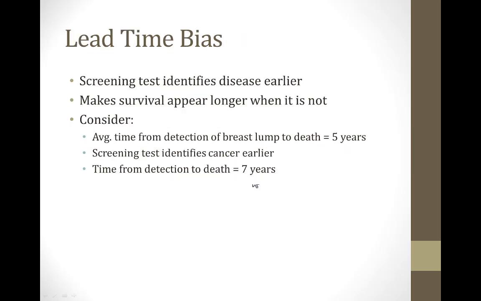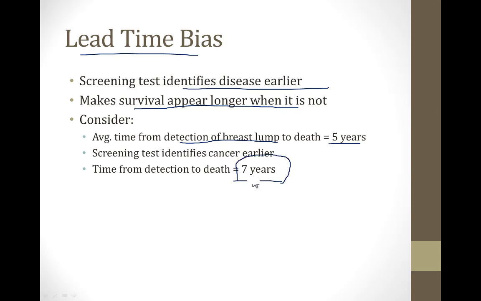The next type of bias is called lead time bias, and this type is fairly easy to remember from the name. This is when screening identifies the disease earlier and it makes survival appear longer when it is not. For example, consider if the average time from detection of a breast lump to death was 5 years, and a screening test identifies breast cancer earlier, and the time from detection using the new screening test to death is now 7 years. So it looks like the test improved survival, but it didn't. It just picked the cancer up earlier. And this is a big problem in cancer studies that identify disease very early on.